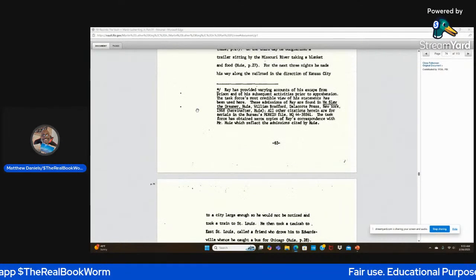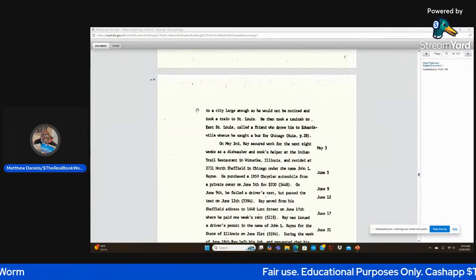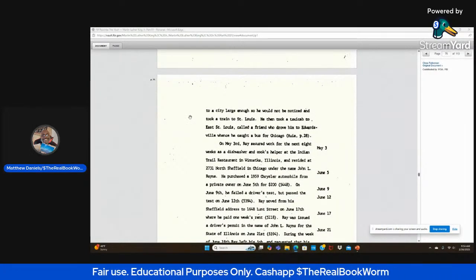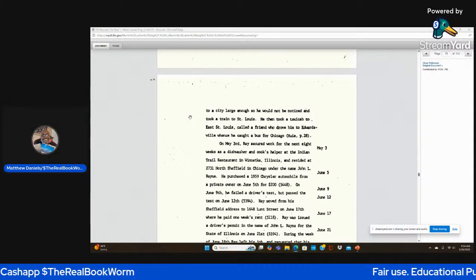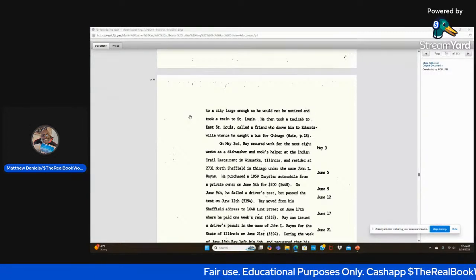He made his way in the direction of Kansas City, to a city large enough so he would not be noticed, and took a train to St. Louis. He then took a taxi cab to East St. Louis, called a friend who drove him to Edwardsville, whence he caught a bus to Chicago.